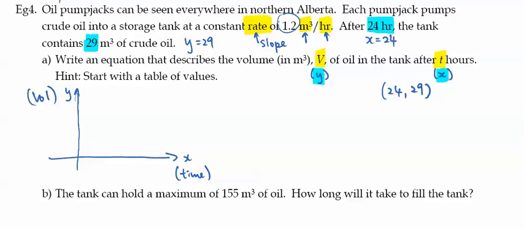And given we already have the slope, we can now create an equation using the slope point form. If this is x1 and y1, the equation for this line would then be y minus 29 equals m times x minus 24. That will be the equation in slope point form.